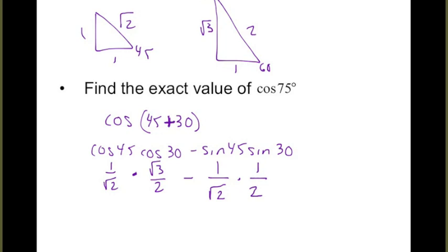Okay. Step 1, find two angles we can add or subtract to get the number we want. Step 2, plug it into the formula. Step 3, figure out what each of those things are from our special triangles. And then the last step is to just clean this up with some arithmetic.